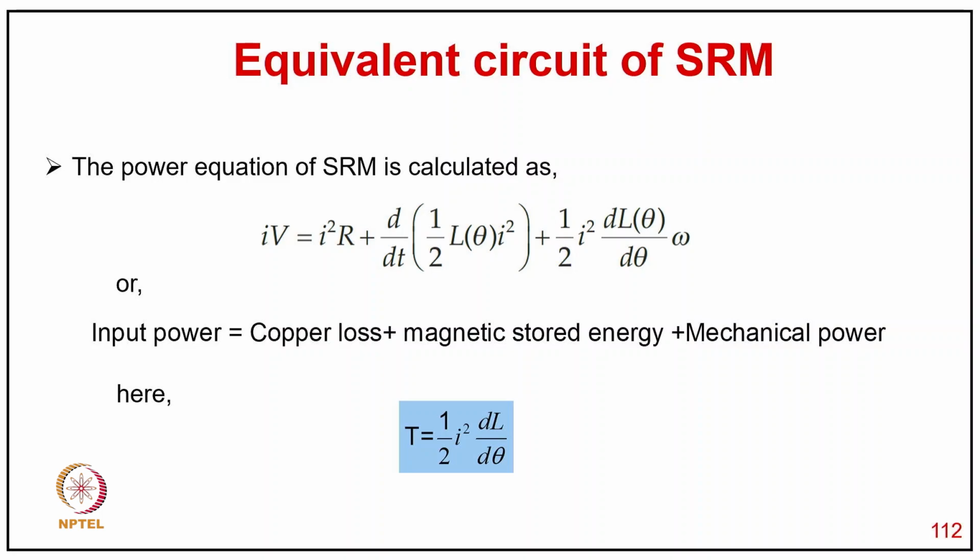Input power V I equals I²R plus d/dt of (½ L I²) plus ½ I² dL/dt times ω. So input power goes to copper loss, then magnetic stored energy, then mechanical power, and from the last term we get the mechanical power equal to T ω, from which we get T equal to ½ I² dL/dθ for a linear magnetic circuit.